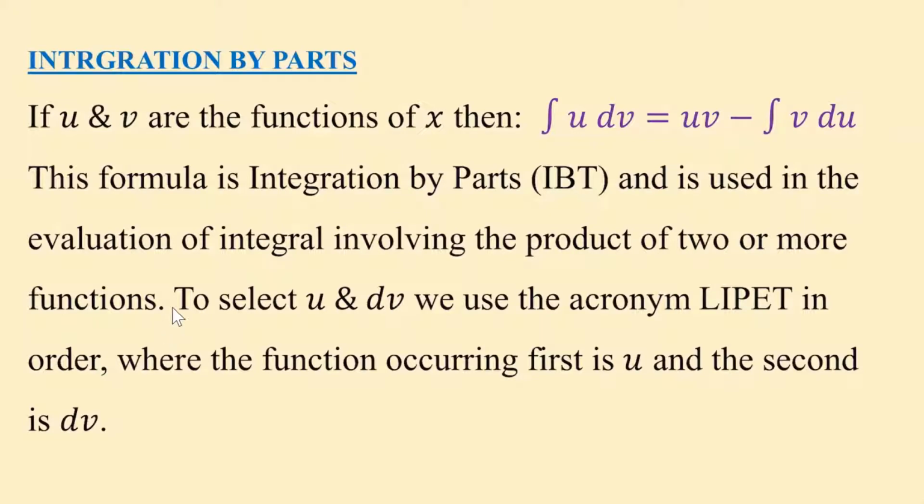Now we have to be very careful in selecting u and dv. There is a technique you can use to select u and dv. We use the acronym LIPET in order, where the function occurring first is u and the second is dv. Now, what are these LIPET? These are the names of different types of functions.